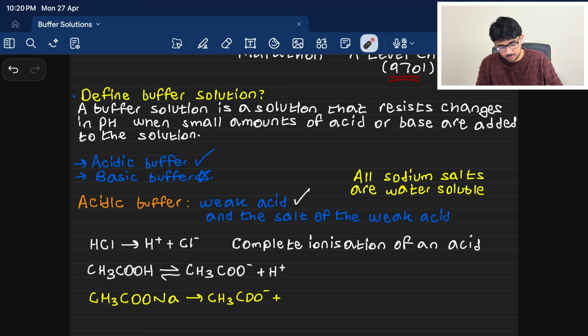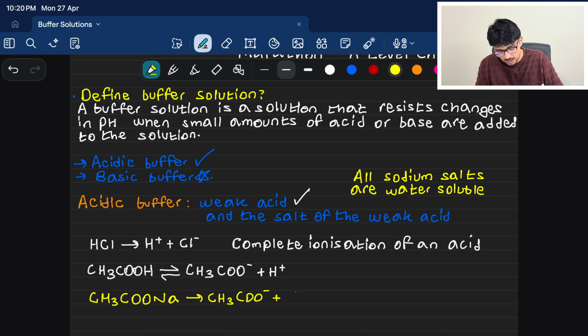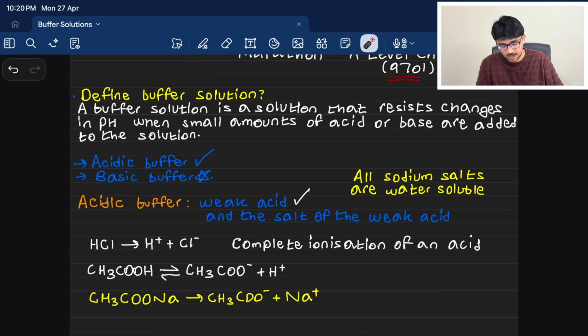But now look at this. The positive ion is not going to be H plus because there is no H plus here. It's going to be Na plus. So that's the same dissociation as for the acid. Just in place of H plus, you have Na plus. Take a look at this. Only a forward reaction. Think about it. Why? It's because all of the sodium salts are water soluble. They completely dissolve and completely dissociate when in aqueous solution.